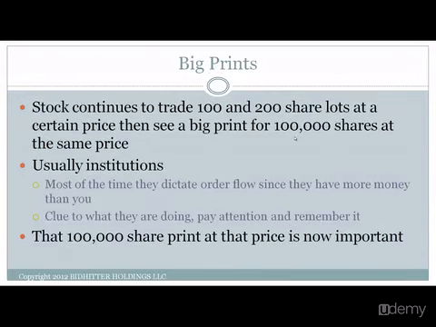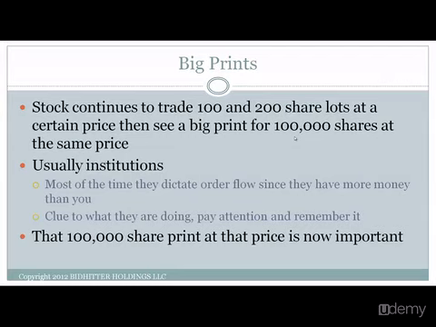Big prints. Stocks continue to trade nowadays with all those algorithms, trading about 100 or 200 share lots at a certain price. But say you see just a couple hundred shares go through, then you see a huge print for 100,000 shares at that same price. That's very important because those 100,000 share blocks are usually institutions. Retail traders don't trade in 100,000 share blocks. They trade a couple hundred, a couple thousand, but not 100,000 shares.